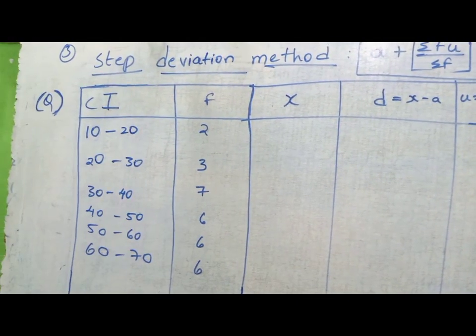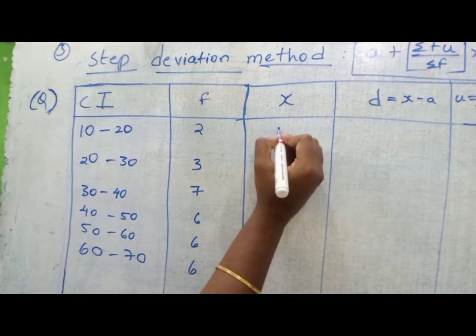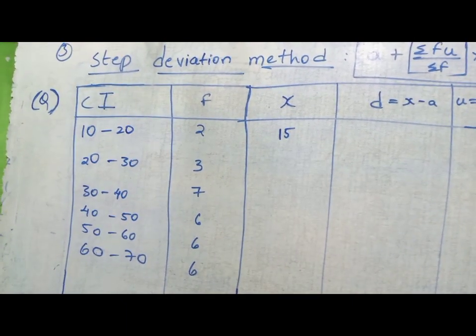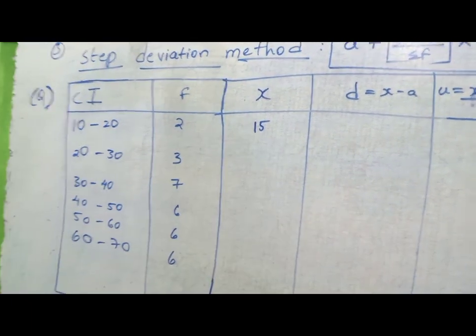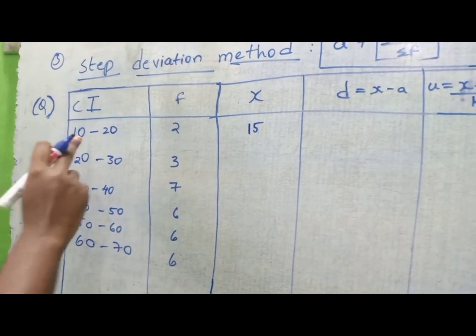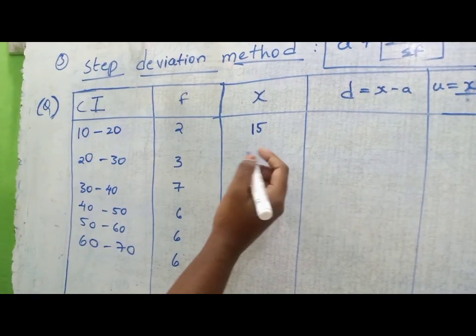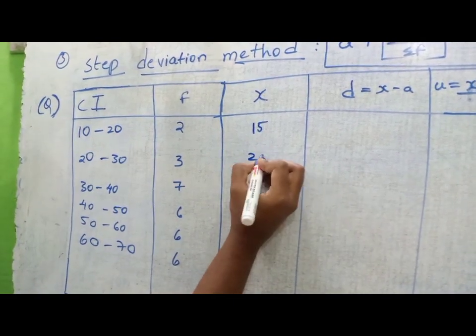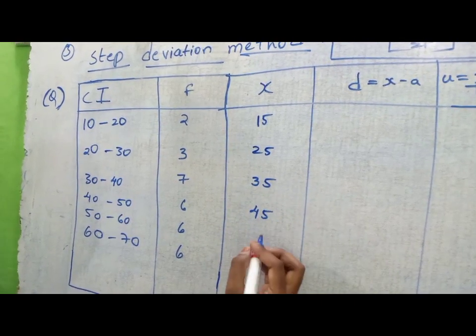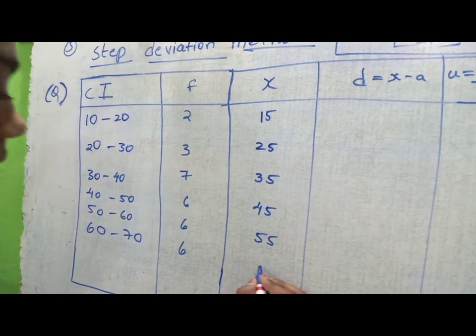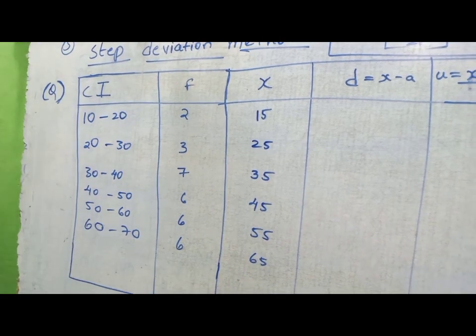10 plus 20 is 30. By 2 is 15. So, I have said before to add the heights for each the value of x. 15 plus the height is 10. So, we should add 10. 15 plus 10 is 25. 25 plus 10, 35. 35 plus 10, 45. 45 plus 10, 55. Plus 10 is 65.